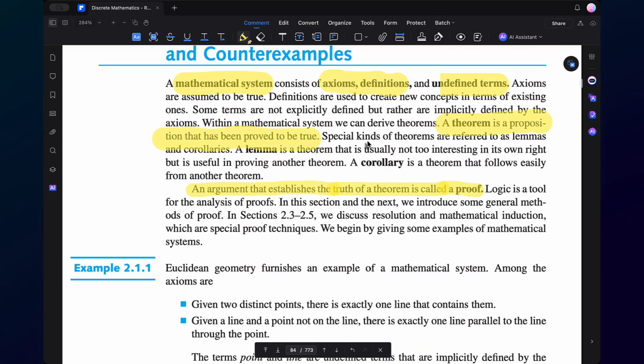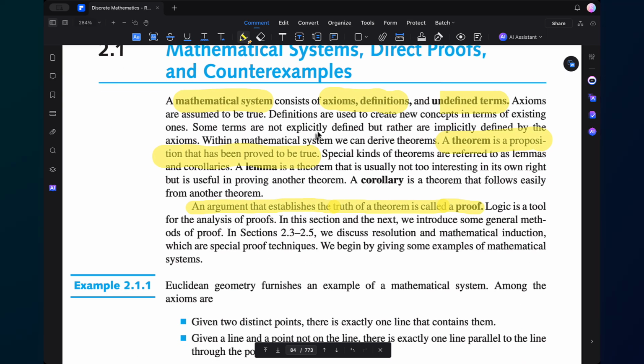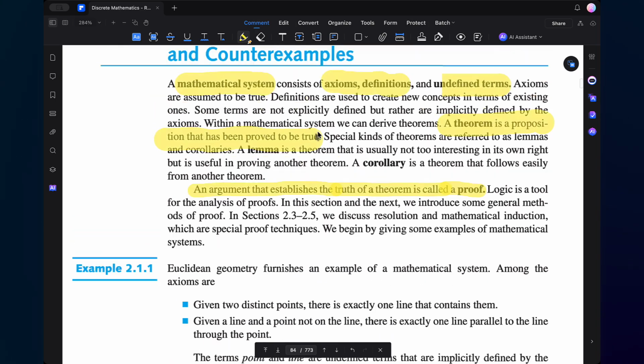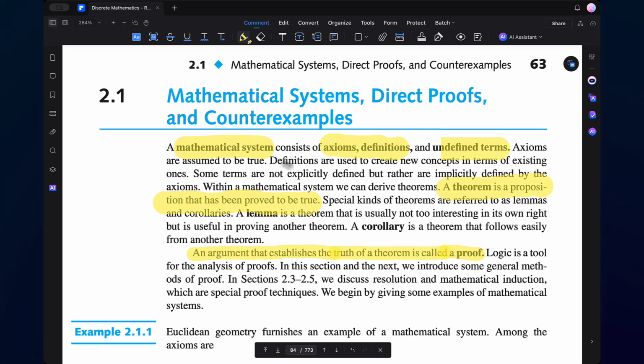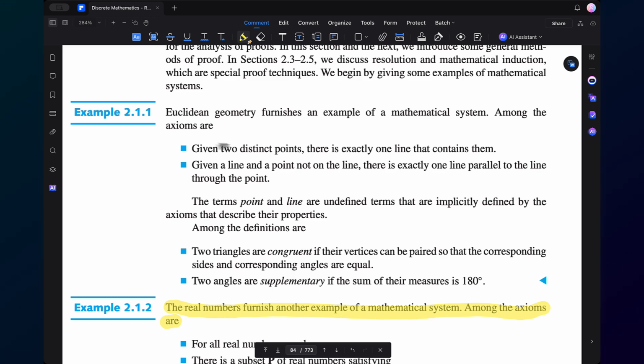Okay, so here we are, 2.1. Mathematical systems, direct proofs, and counterexamples. A mathematical system consists of axioms, definitions, and undefined terms. What we're going to talk about in this section is how to prove things within such a mathematical system. Euclidean geometry furnishes an example of a mathematical system.